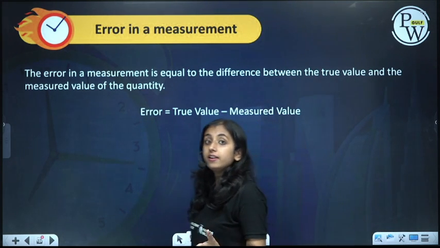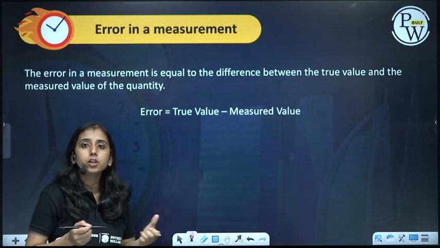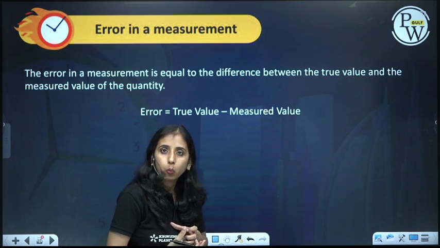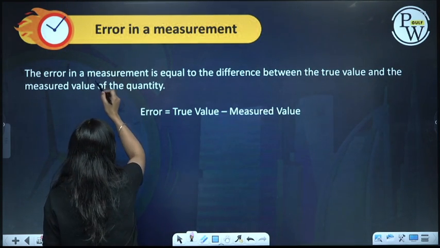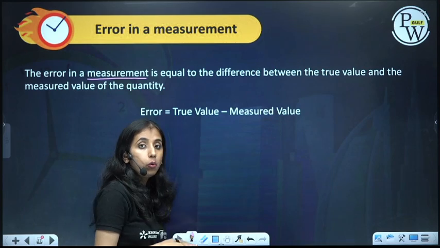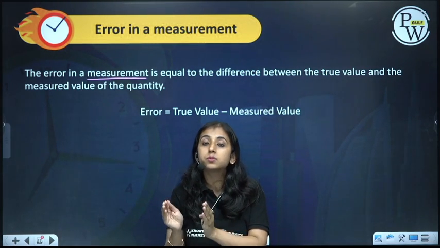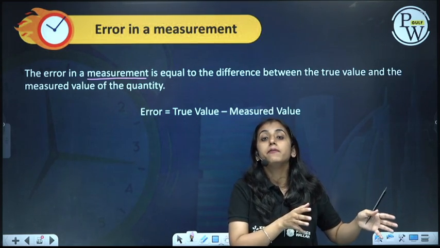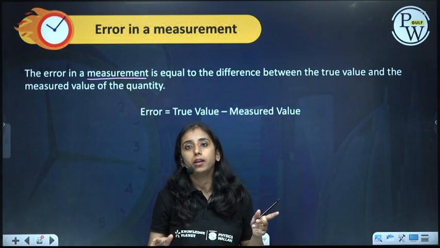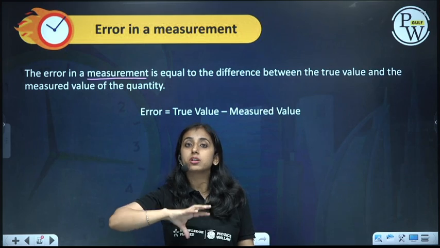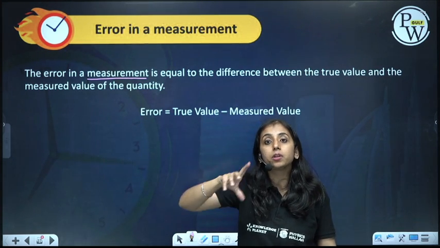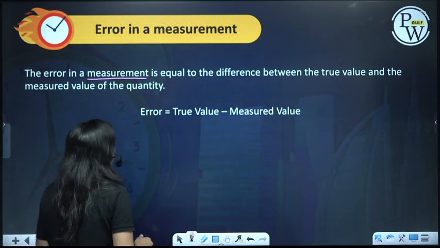Next comes errors. What is error in a measurement? Whenever we do a measurement, we get some value. By how much this measured value deviates from the actual value is determined by errors.